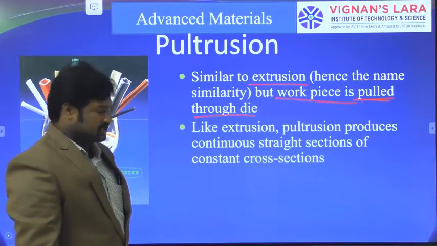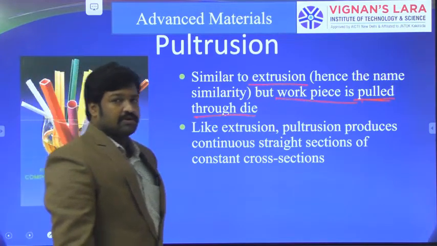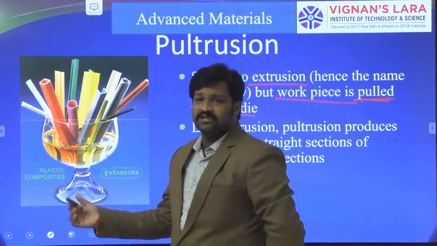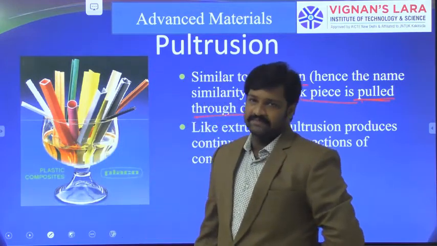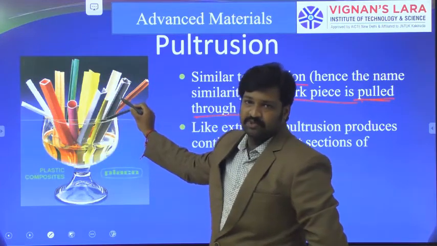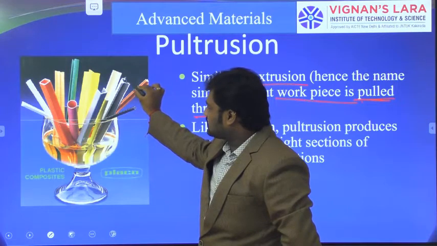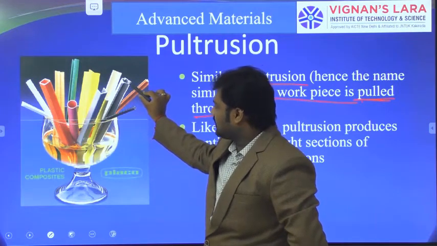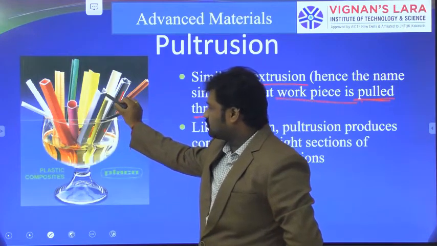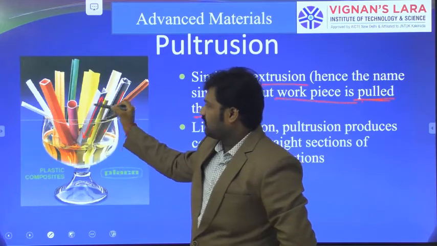Next, like extrusion, Pultrusion produces continuous straight sections. By means of this process we can get continuous cross section profiles like pipes, tubes, channels and so on. These are the various components that can be produced by means of Pultrusion process. If we observe the cross section of the component, it is uniform throughout the length.